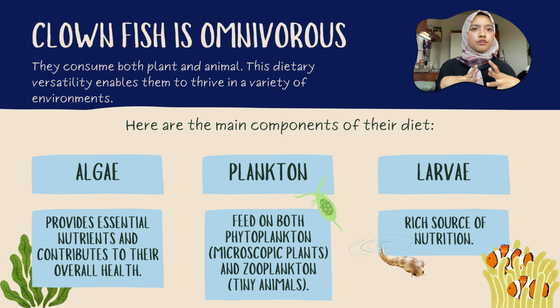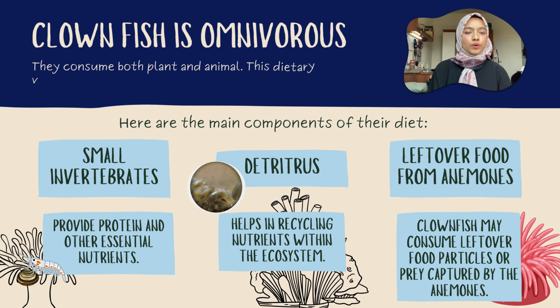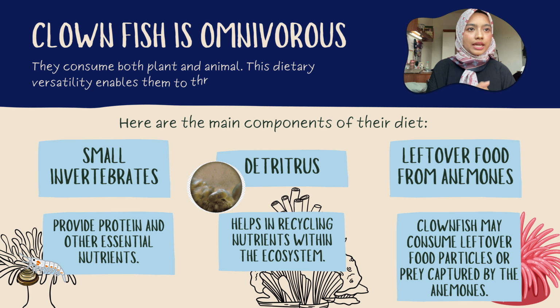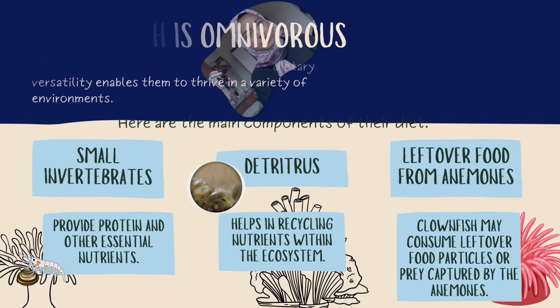Larvae are a rich source of nutrients, and they also consume detritus. When they consume these things, it helps in recycling nutrients within the ecosystem. And lastly, they also consume leftover food from anemones because of the symbiotic relationship.